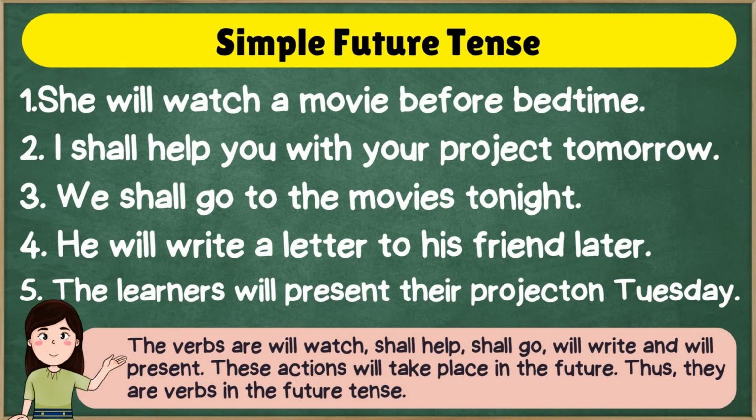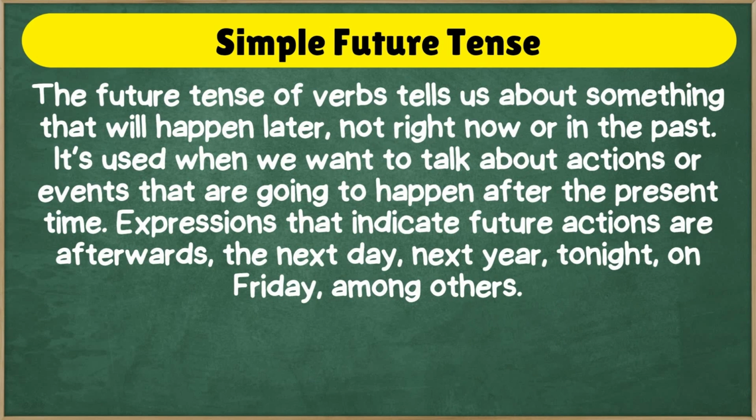Right, the verbs are will watch, shall help, shall go, will write, and will present. These actions will take place in the future. Thus, they are verbs in the future tense. The future tense of verbs tells us about something that will happen later, not right now or in the past. It's used when we want to talk about actions or events that are going to happen after the present time.